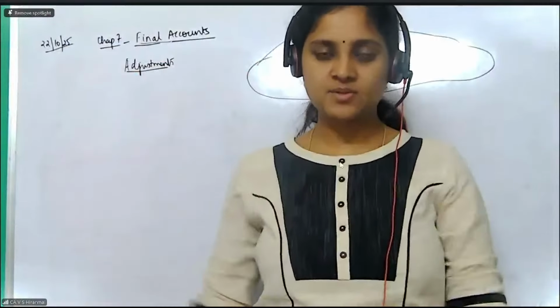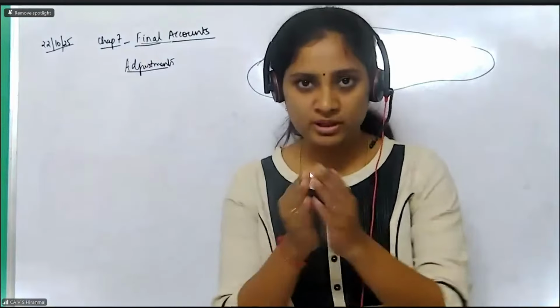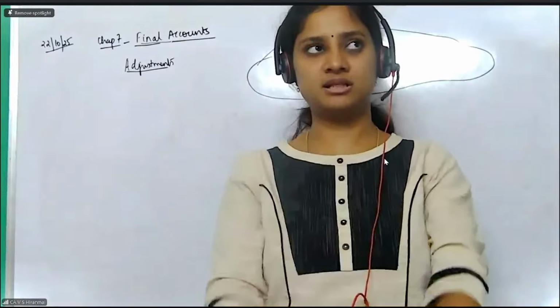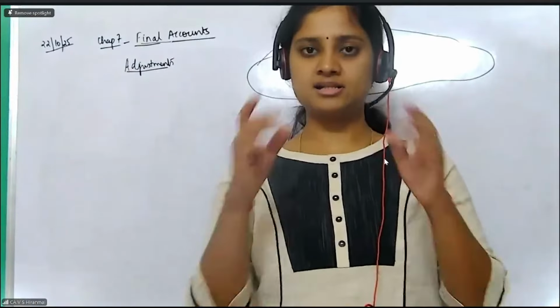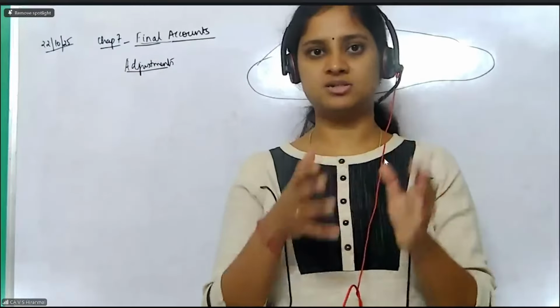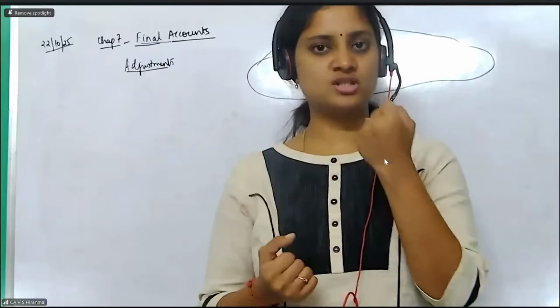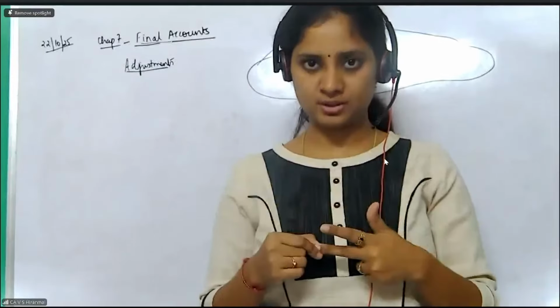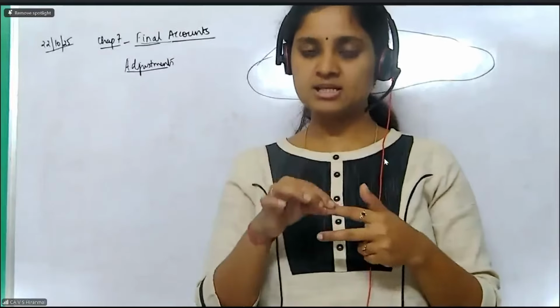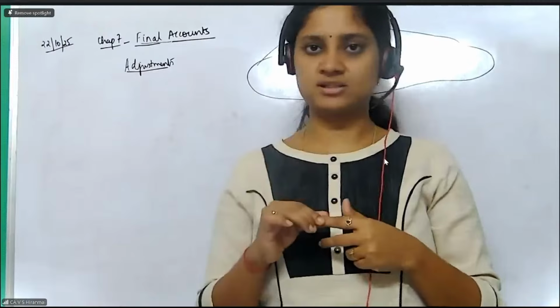Last class, we started with the final accounts. Out of 14 illustrations, we finished 9 illustrations in the last class. I asked everybody to do the homework, illustration number 10. A very easy illustration with just two adjustments. One regarding the closing stock, which will come in two places, and the other regarding the depreciation, which is a percentage.